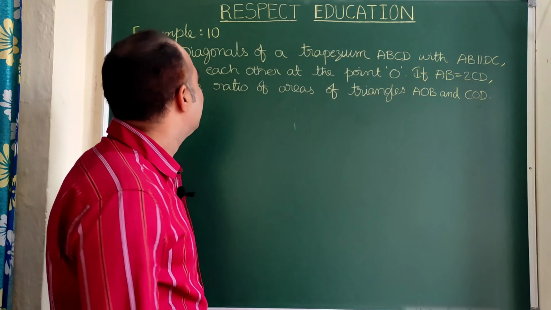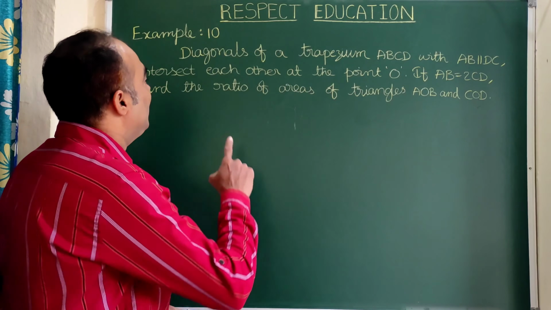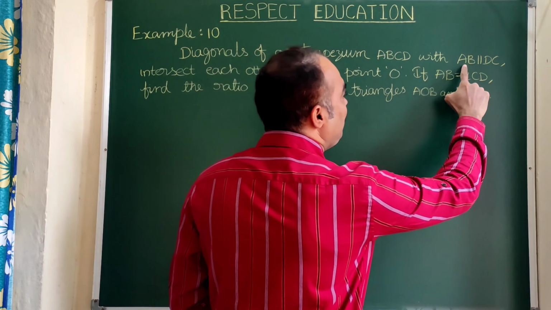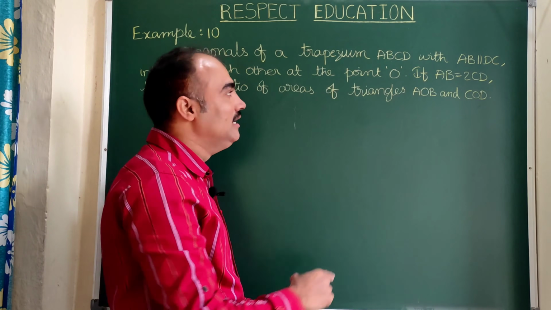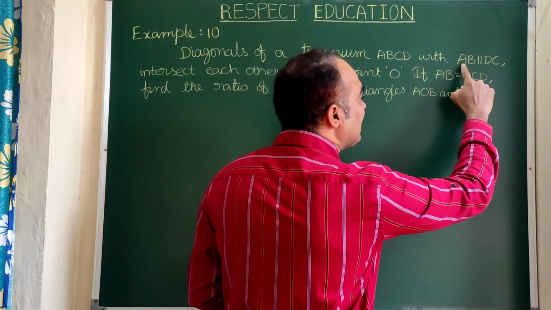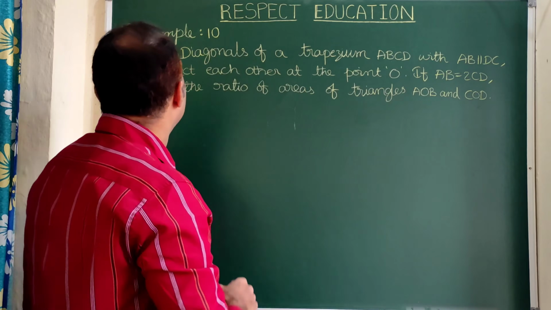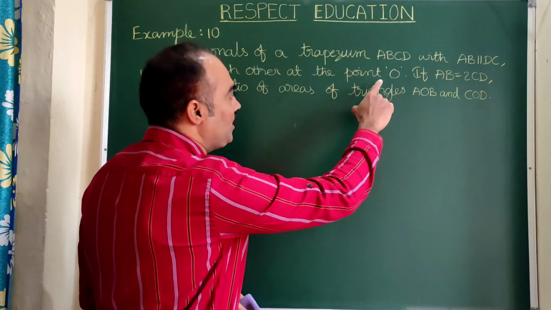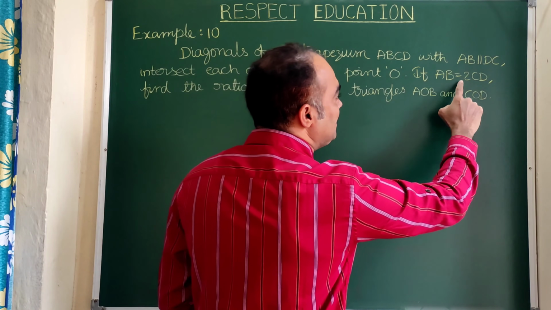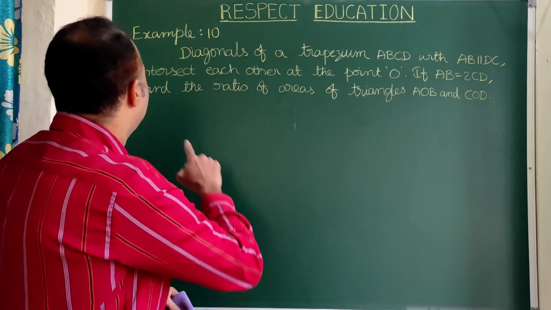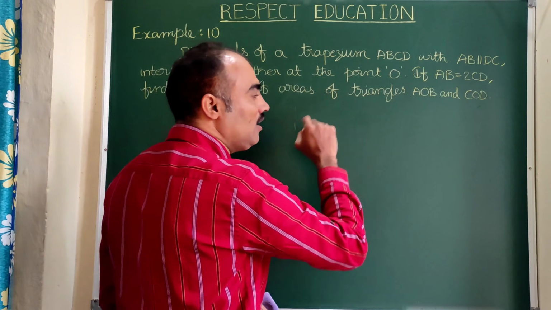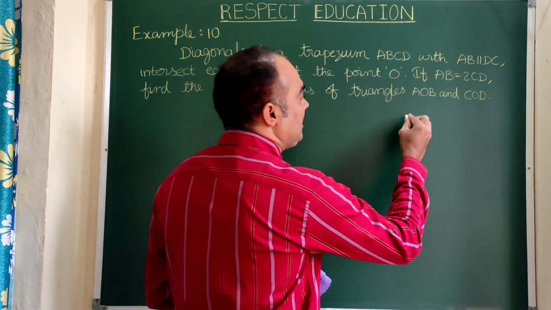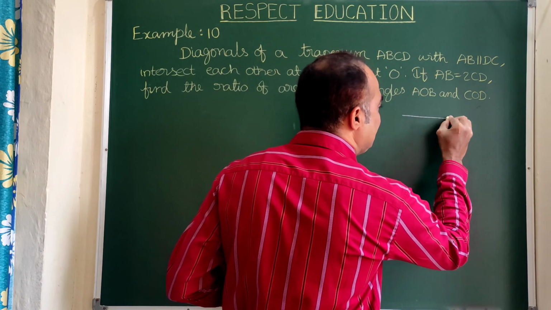Now let us see example number 10. The diagonals of a trapezium ABCD, with AB parallel to DC, meaning in the trapezium the line AB is parallel to DC, intersect each other at the point O. If AB is equal to 2 times CD, find the ratio of the areas of triangles AOB and COD. So here let us consider a trapezium ABCD.